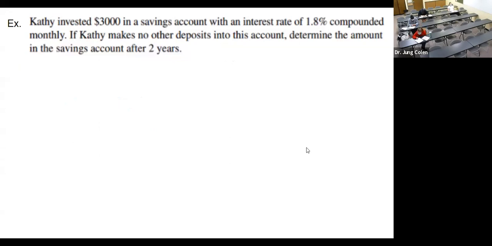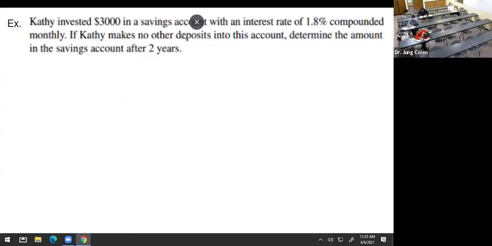Okay, here we go. Kathy invested $3,000 in a savings account with an interest rate of 1.8% compounded monthly. If Kathy makes no other deposits into this account, determine the amount in the savings account after 2 years. It's asking you the total amount, so you can just use our compound interest formula. You just need to know what you need to put in for each of these variables. So let's practice this together.